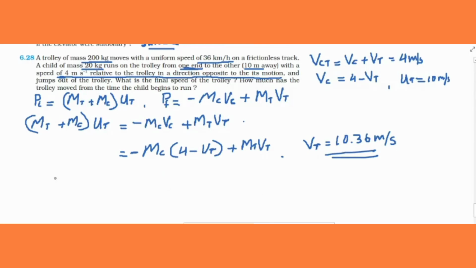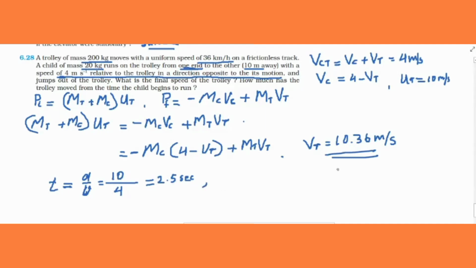Now, we can calculate time taken by the child to complete the motion. Time taken by the child is distance divided by speed. The distance traveled by the child is 10 meter with a relative velocity 4 meter per second. So the child takes around 2.5 seconds to complete the motion over the trolley. Then, what is the distance traveled by the trolley? That is the second part of the question.